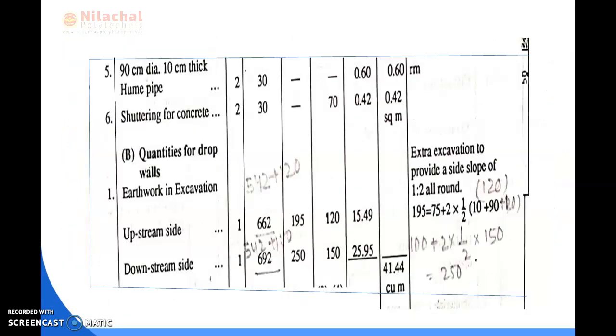How much is the value? 542 plus 2 into half into 150, or otherwise we write here 542 plus 2 into 150 by 2.